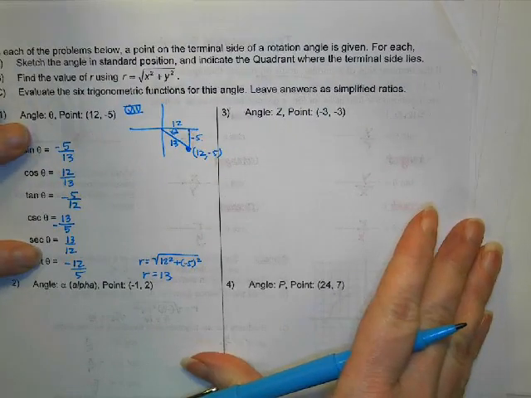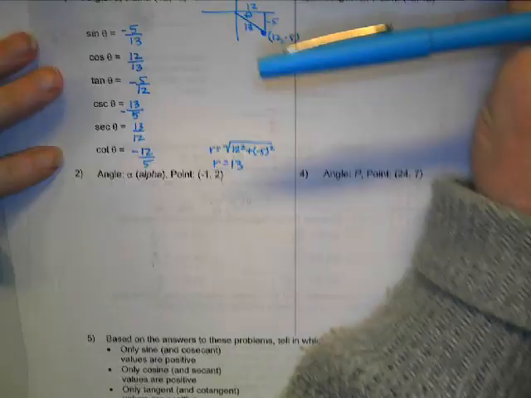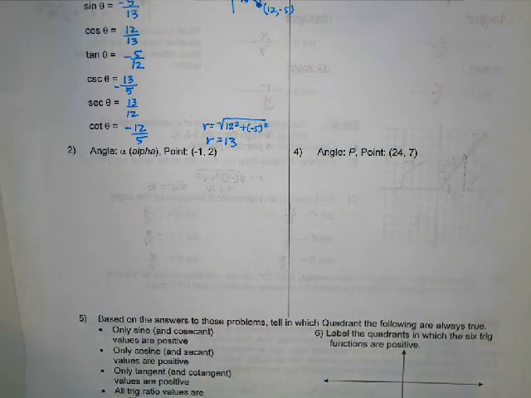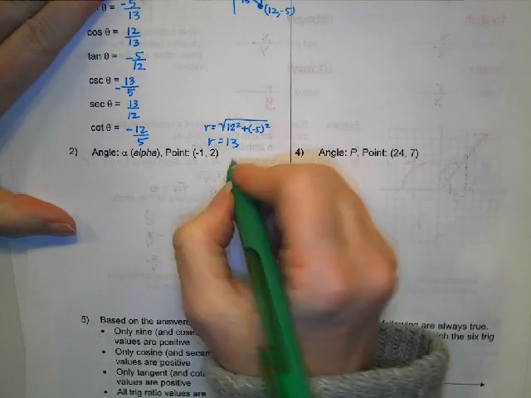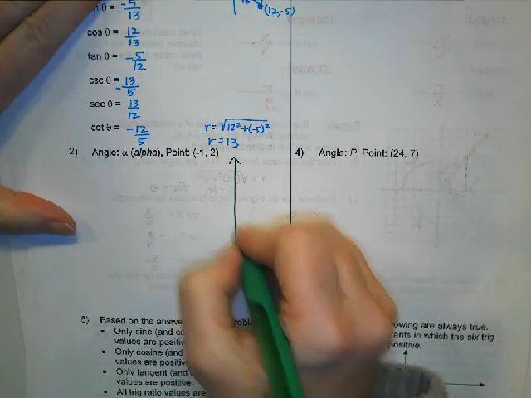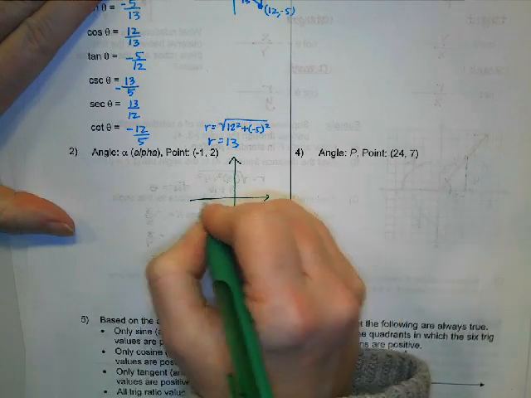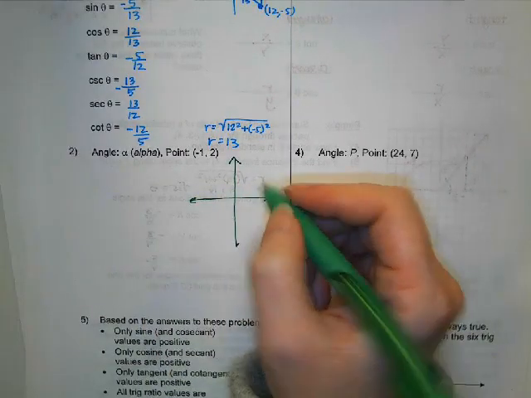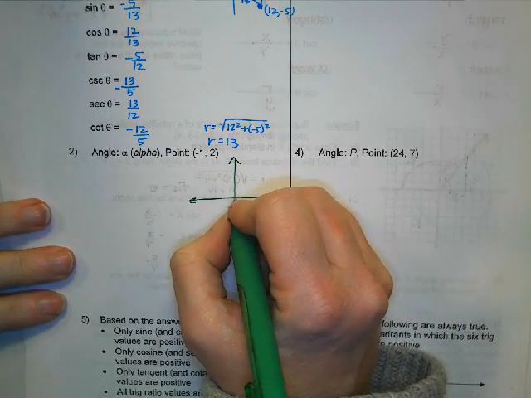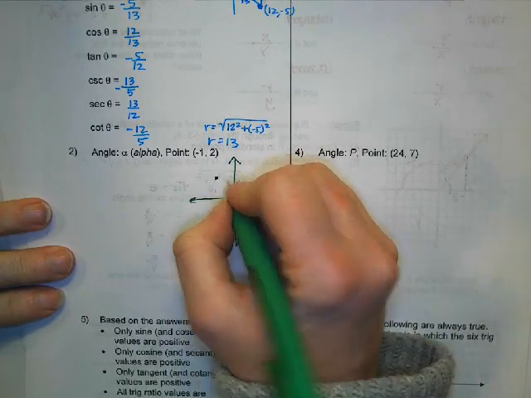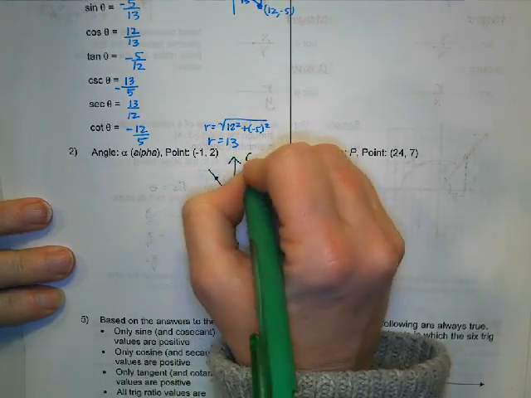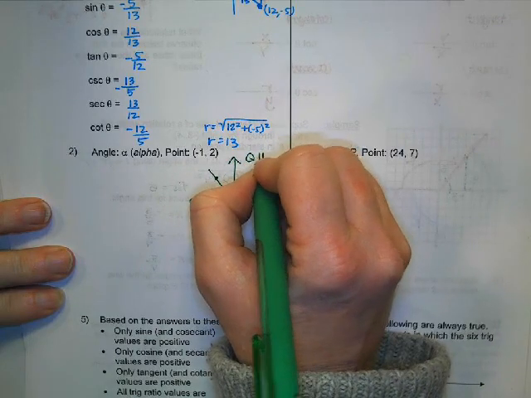All right, we're going to do the same thing down here on 2. We're sketching. So I would encourage you, if you're watching this video, to stop the video and do it on your own and see how you do. And then turn it back on and see if you got it right. Negative 1, 2 would be right here. So I'm terminating in quadrant 2.